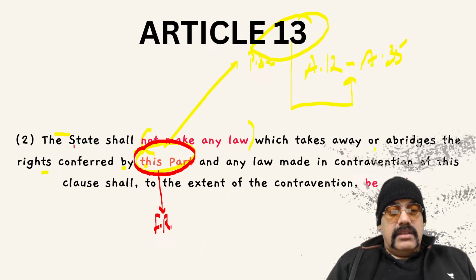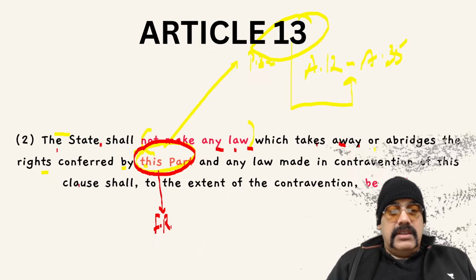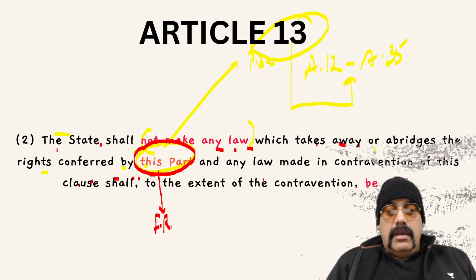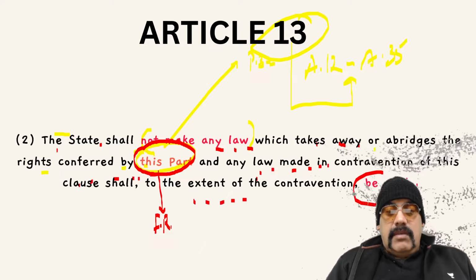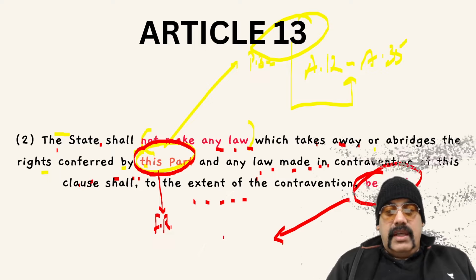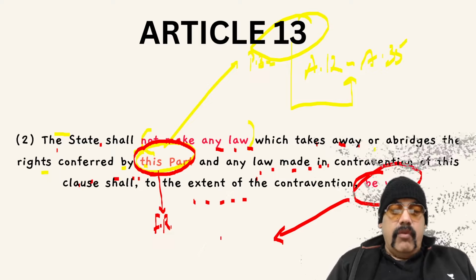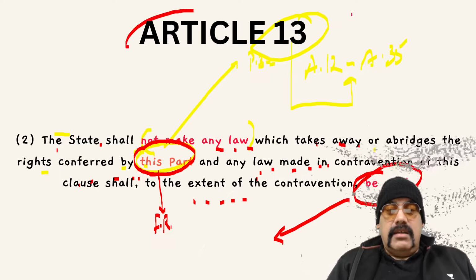So, let's start all over again. The state shall not make any law which takes away or abridges the rights conferred by this part. And any law which is made in contravention of this shall be void. It will be zero. It will be struck down. It will be removed from the Constitution. This is what is provided in Article 13.